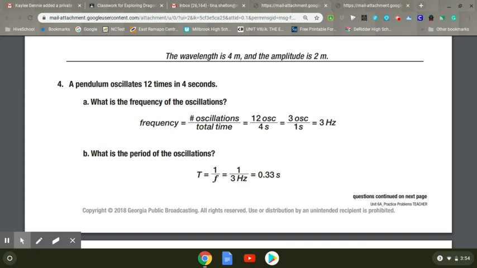For part B, it says, what is the period of the oscillations? You're again going to take period equals 1 over frequency, 1 divided by the 3 hertz that we found in A, and that gives us 0.33 seconds for our period for this example.